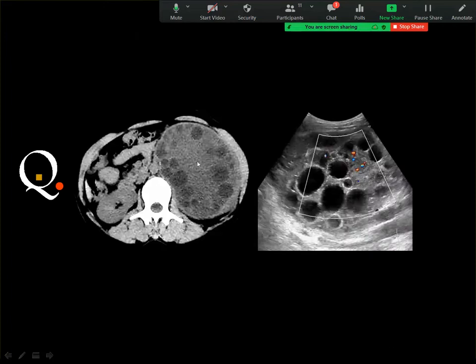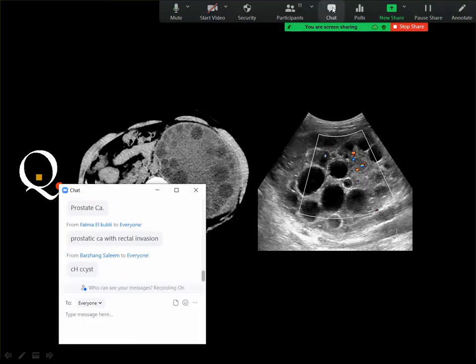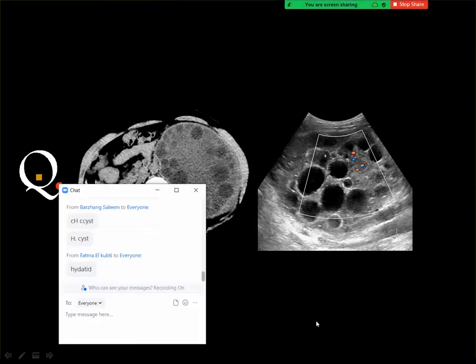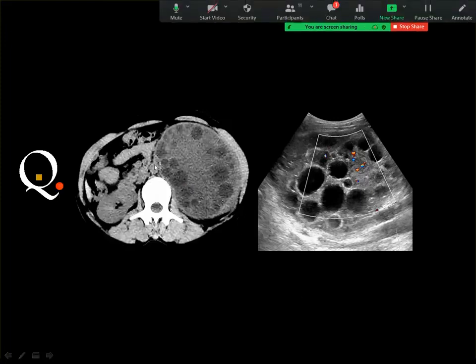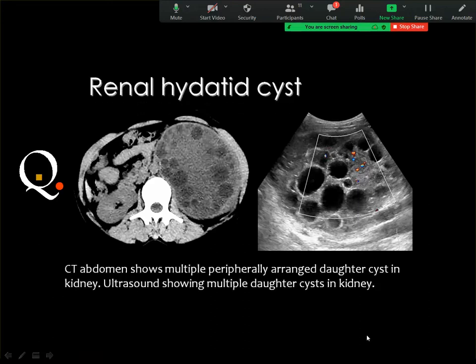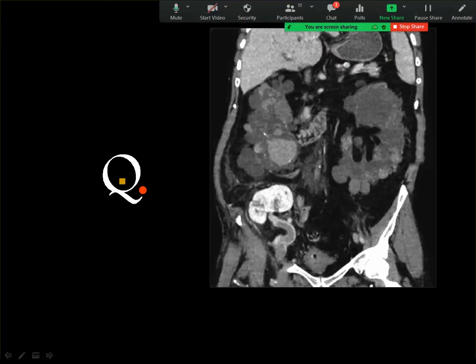And this is the CT scan without contrast and the corresponding ultrasound with Doppler facility of the left kidney. Hydatid is right, and the answer is hydatid cyst of the kidney, because one of the classic appearances of hydatid cyst is the presence of a big cystic lesion with internal daughter cysts, as you can see in both ultrasound and CT scan. The next case is a coronal image of the abdomen obtained after intravenous contrast injection.